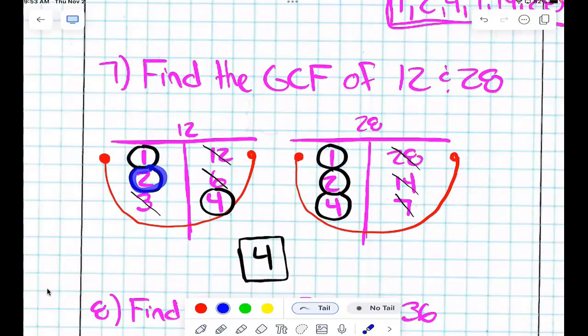Is 2 a common factor for 12 and 28? Yes. So what do we do? Is 3 a common factor? No. So should I cross it off? Yes. So once I have all of my numbers circled and crossed off, what does the G stand for in greatest common factor? What is the greatest number that they both have in common? So the answer to my question is what? 4.